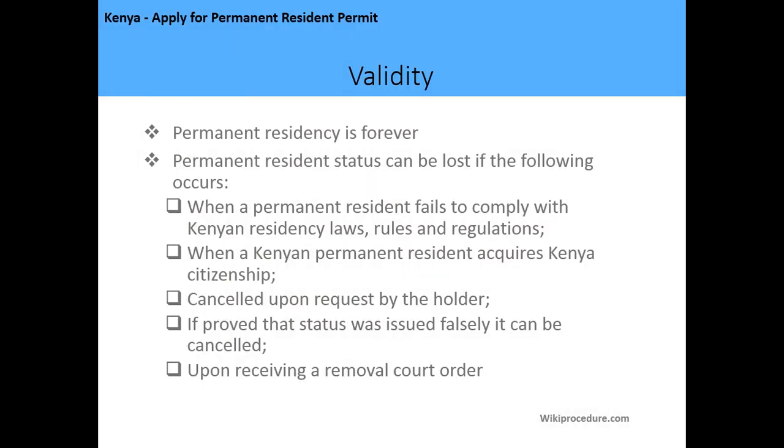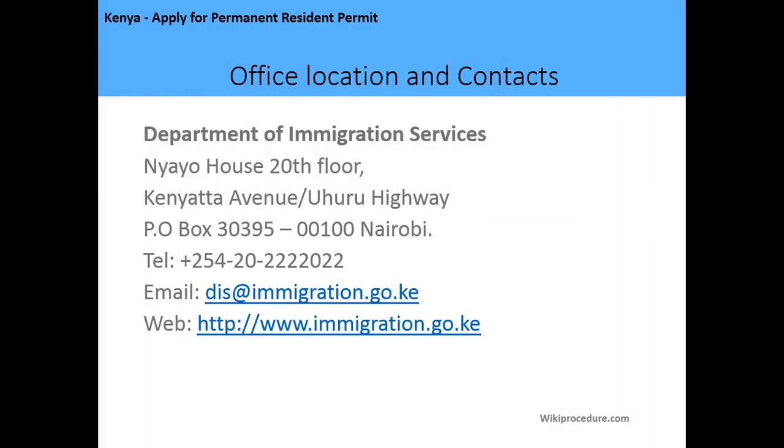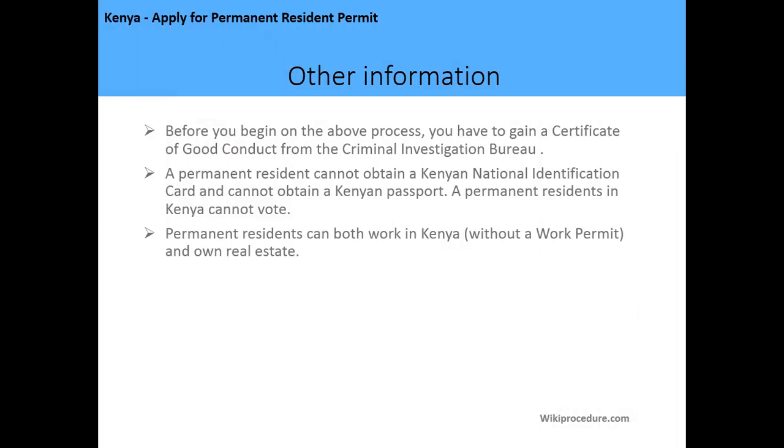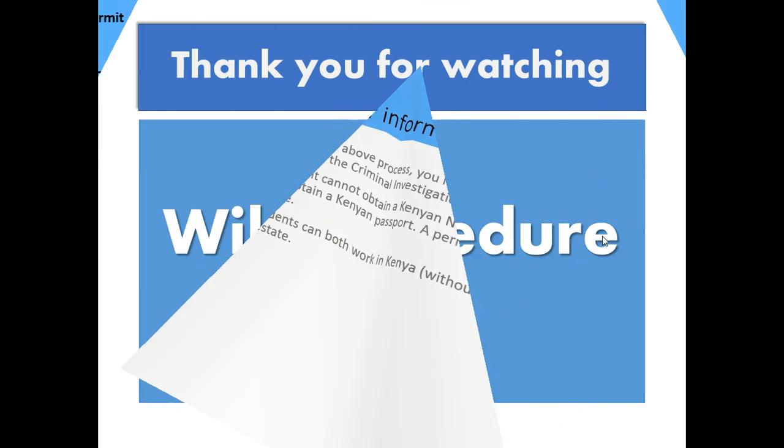The validity period is forever, but it can be lost if you violate the residency requirements. And the processing time is 14 days. The office locations are the Department of Immigration Services at Kenyatta Avenue, Nyayo House, the 20th floor. And other information is that a permanent resident cannot obtain a Kenyan identification card or a Kenyan passport. That's one of the rights which you cannot get, and you cannot also vote. But you can both work in Kenya and own real estate.